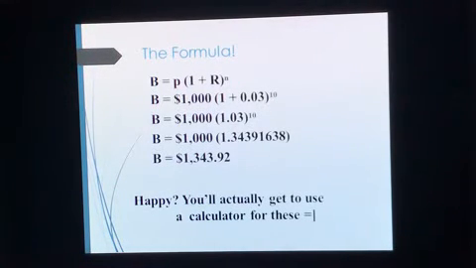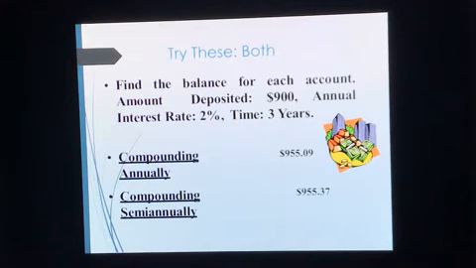By using the formula, finally we get our answer, which is $1,343.92. That will be the balance available in our account at the end of 5 years compounded semi-annually. Here is another example. You can calculate this example by yourself, assuming first that the interest is paid annually. Secondly, you can assume that the interest is paid on a semi-annual basis.